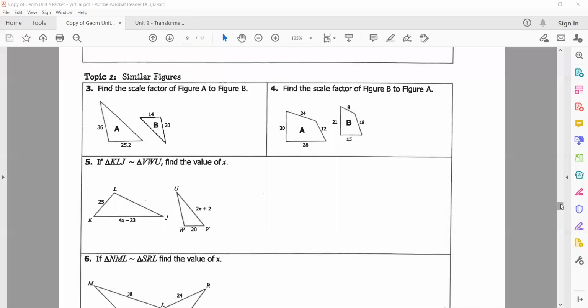So what is there in this unit? What have we done? Maybe 4 things. Similarity, setting up those proportions, remembering how to use these similarity statements, like this one in number 5. Triangle KLJ is similar to triangle VWU. Okay, so that tells us what angles correspond. That tells us which sides correspond. Now we can find the values that they ask us to find.